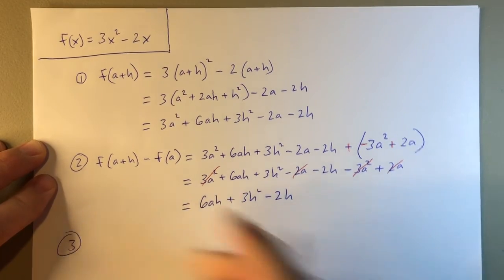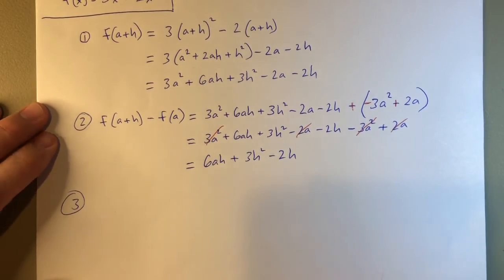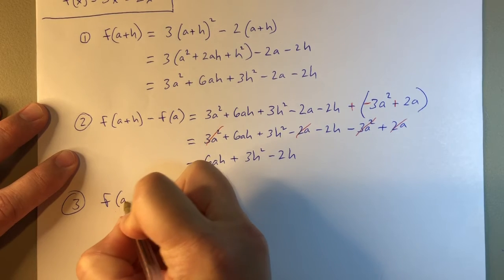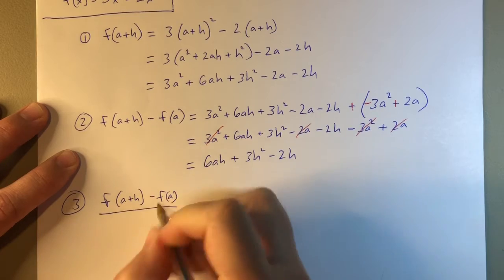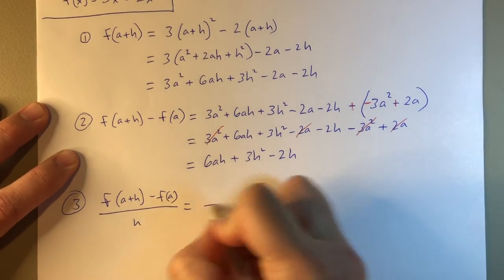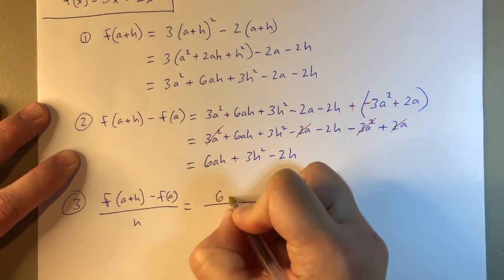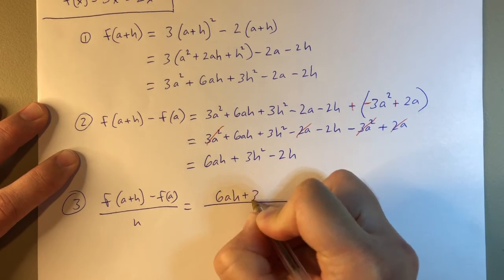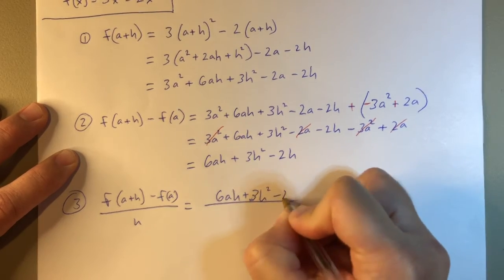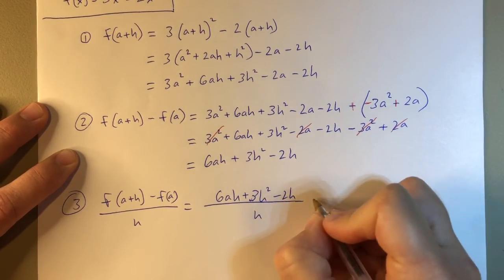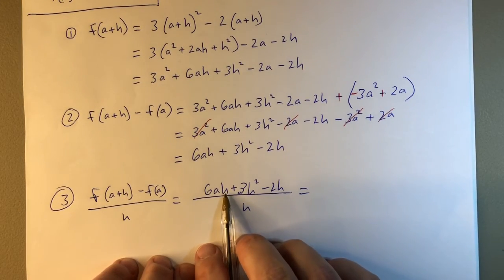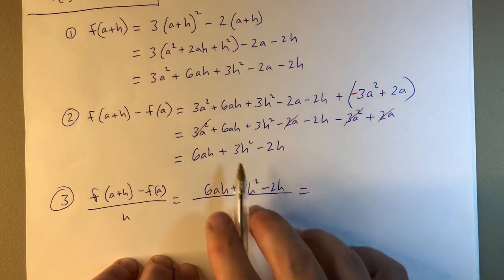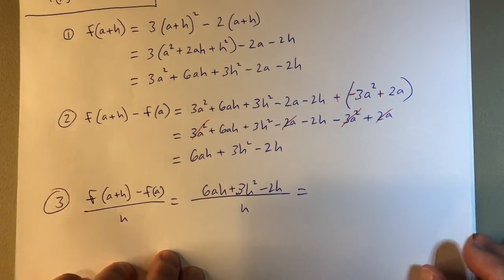All right, the third step would be to put it all together. So we have f of a plus h minus f of a all over h. So now, again, we can copy and paste this. 6ah plus 3h squared minus 2h all over h. And then, remember, like I just said, you're going to have an h in every one of these terms from step 2. All right, so what does that mean?